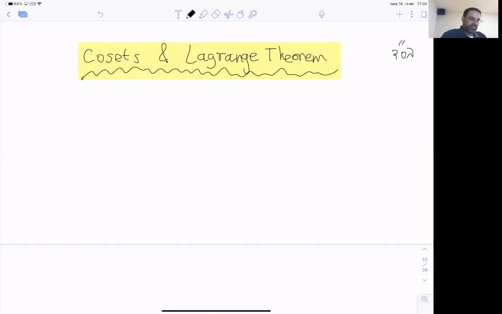And now we are going to see one of the fundamental theorems in this area. This is called Lagrange theorem. I mean, it's very natural, I say. Okay, and we will go and see some consequences of this theorem. Okay, so definition.